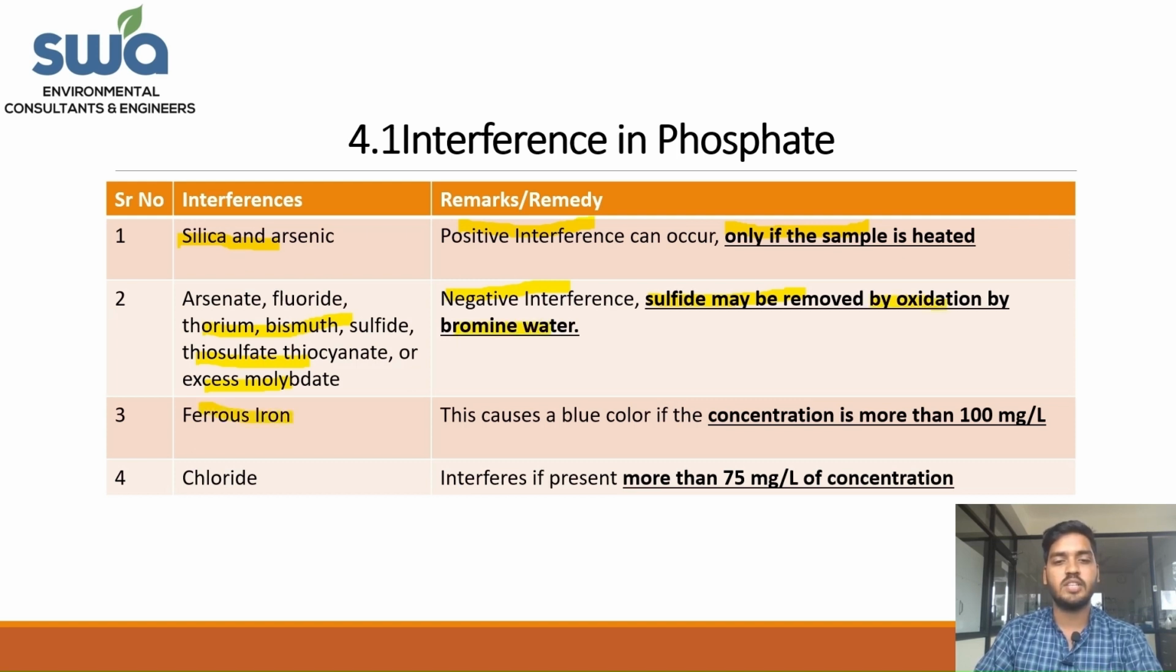Third is ferrous iron. This causes a blue color if concentration is more than 100 milligram per liter. Only if the concentration is this high will the ferrous iron interfere, otherwise it won't. For the chloride, if it is present in more than 75 milligram per liter of concentration, then only it will interfere, otherwise it will not interfere. So these were the interferences in this process. Now let's move to the step-by-step procedure.